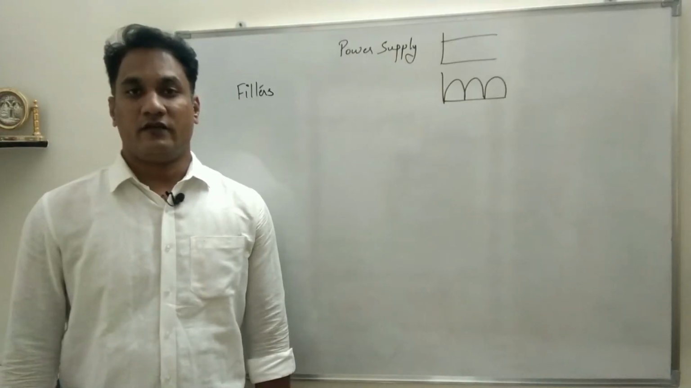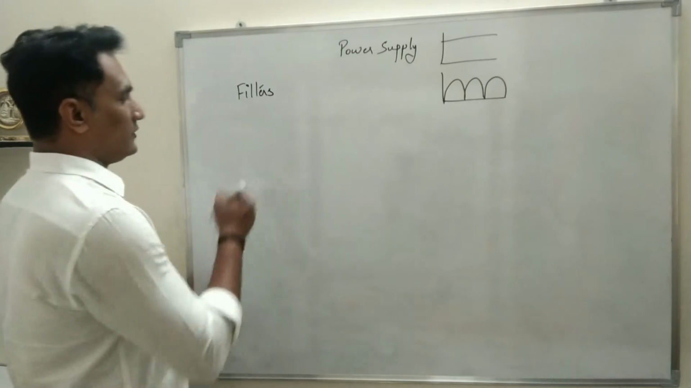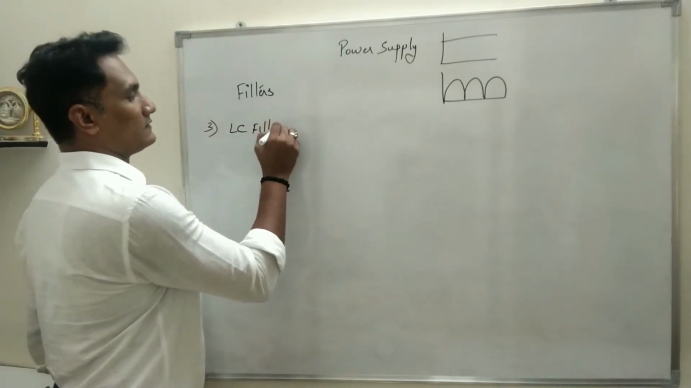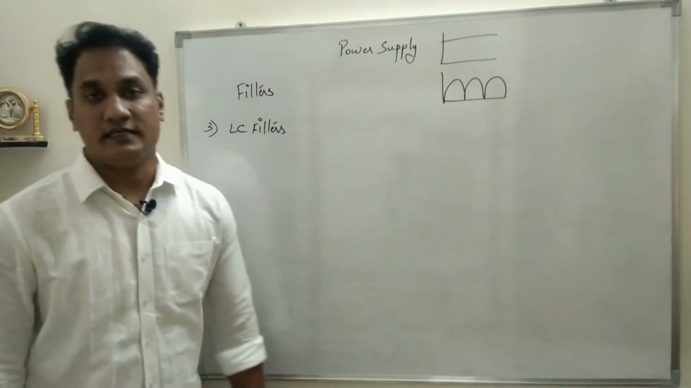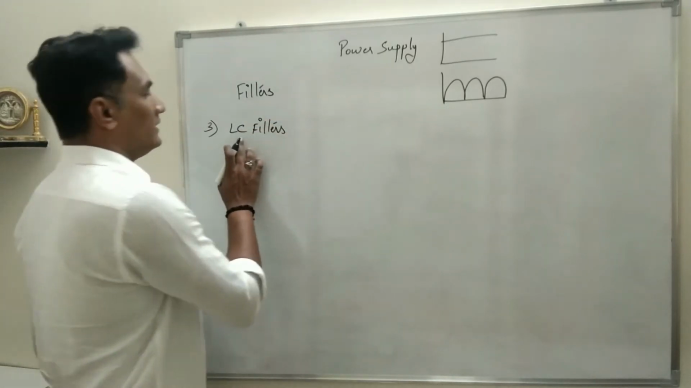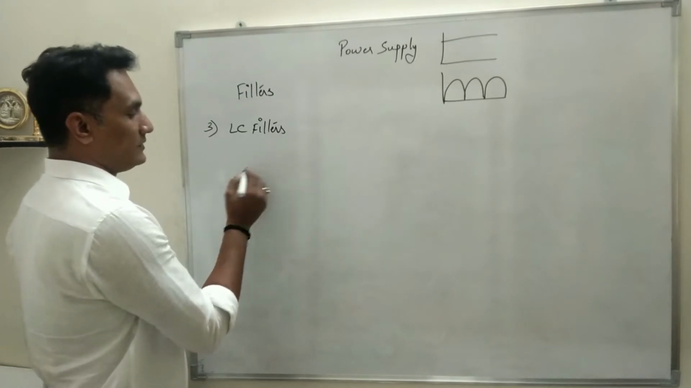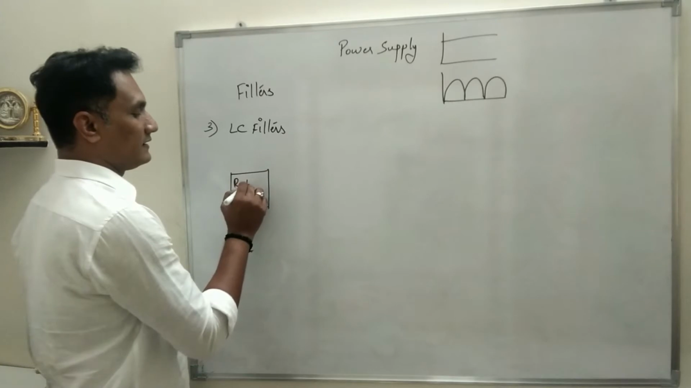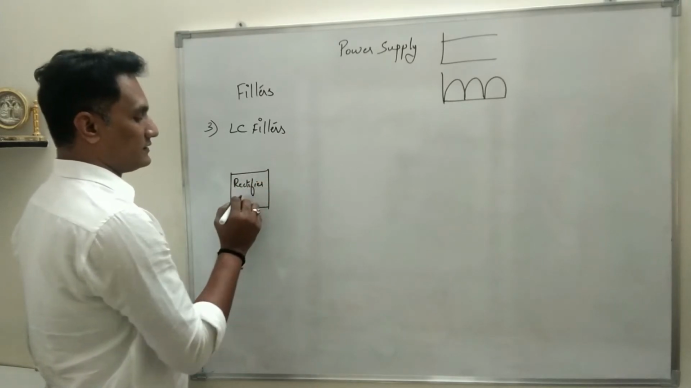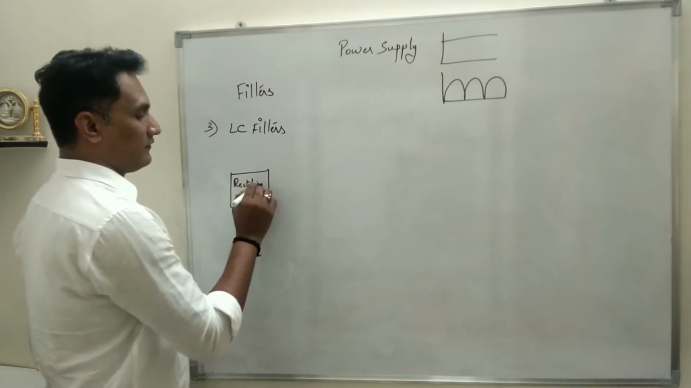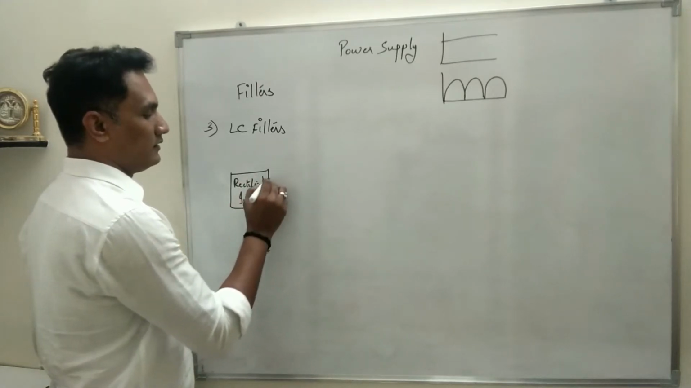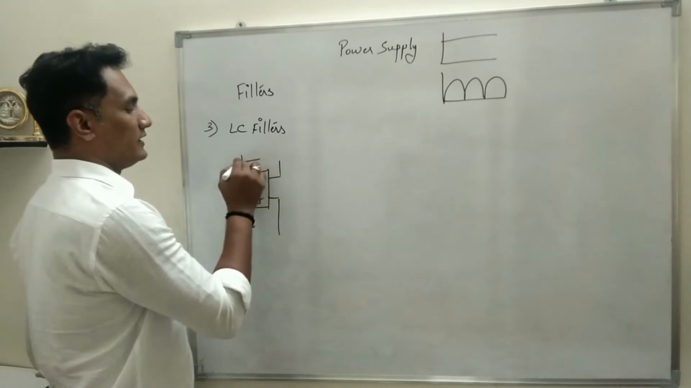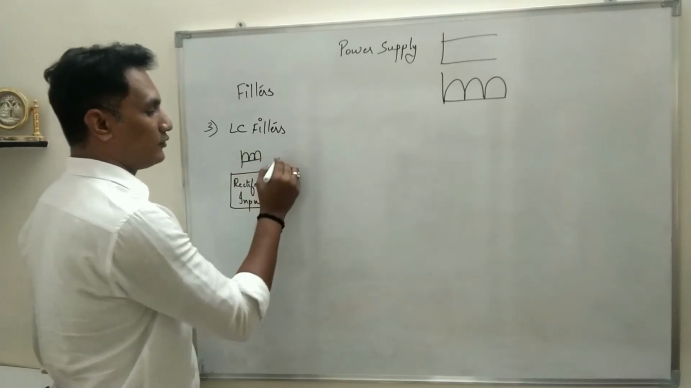The next circuit we will try to understand is the third one, that is LC filters. Okay, LC filters. Now LC filters means a filter which will have both an inductor as well as a capacitor. So this is a rectified input which has both AC as well as DC component to it.